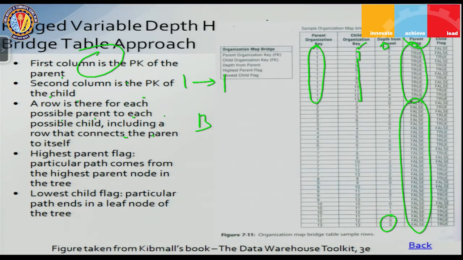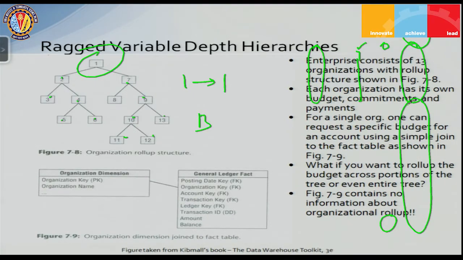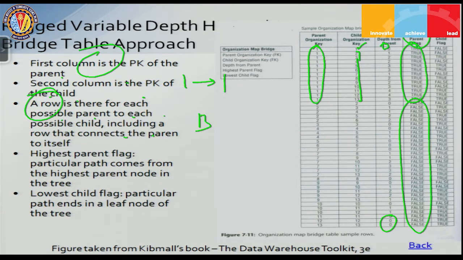I'll take you back to, say, 3. If you look at 3, it's a leaf node, and so are 5, 6, 8, right? All these are leaf nodes. So if I talk about 1, 2, 3, you can see here 1, 2, 3, this particular thing is true here. So that's how we model the hierarchies using a bridge table.